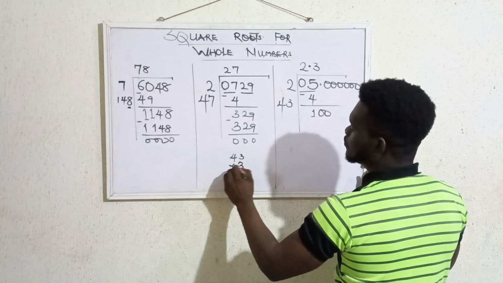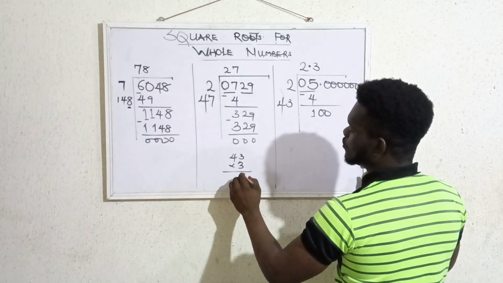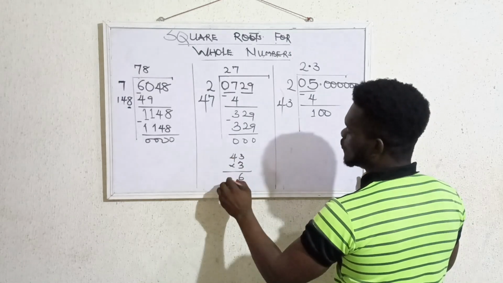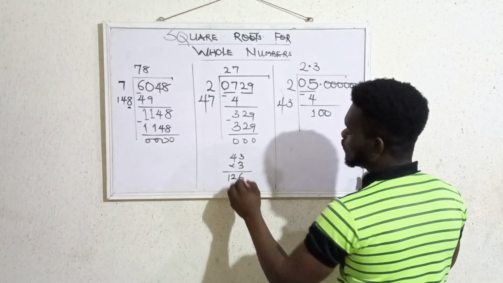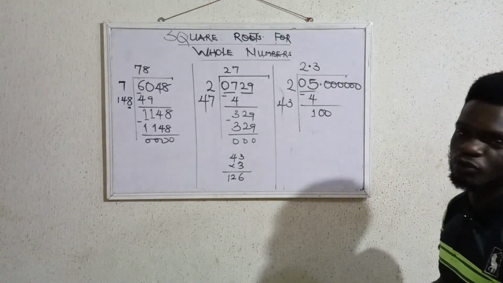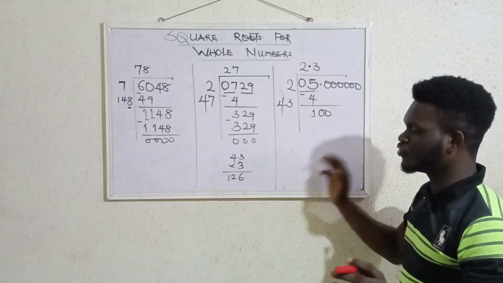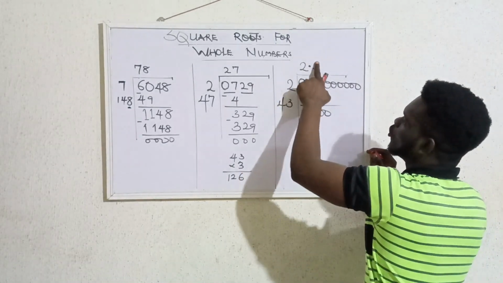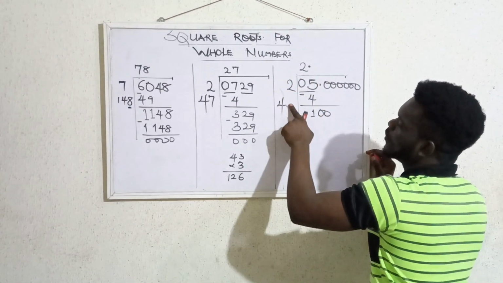43 times 3: 3 times 3, you have 9. Then 3 times 4, you have 12. Okay, we can see now that it's not going. It's not going, so it means that we cannot pick this number because it's already more than 100. It means 3 will not work for it. So what number are we going to take now?